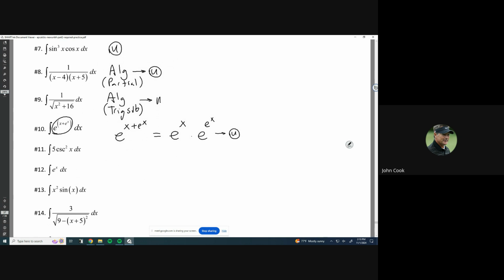5 cosecant squared. So cosecant squared is one of the memorized ones that we have. So that should be pretty easy. E to the x is another memorized one.